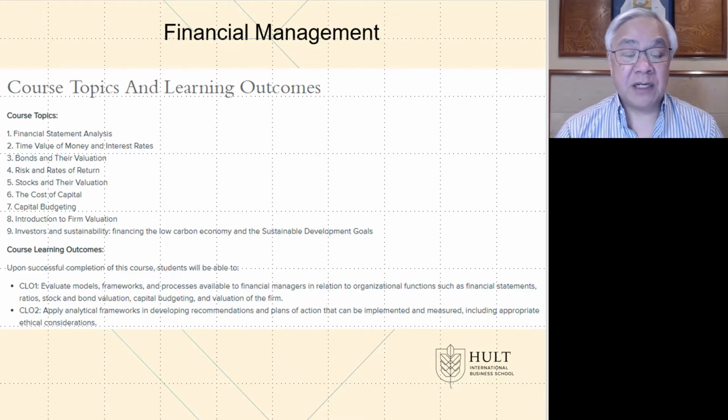The course learning objectives are for you to know the models, frameworks, and processes that we use in finance, whether those are in analysis or in looking at the stocks and bonds or valuation of companies. The second learning objective is to look at analytical techniques for developing recommendations to management. And these would consider more things than simply what is straight finance. It's the ethical context in which business decisions are made.